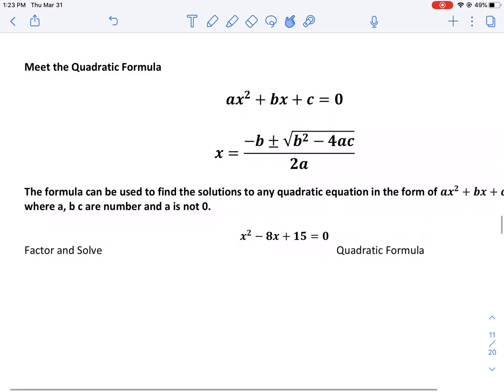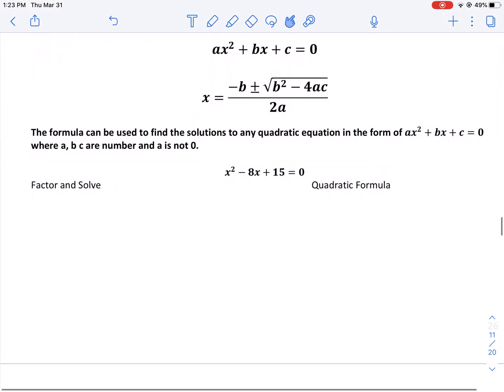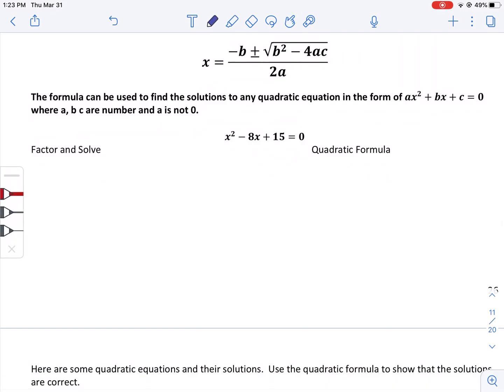So one thing we can do when it's too hard to factor is we can use something called the quadratic formula. So you'll notice in standard form it's ax squared plus bx plus c, and then this is the equation and it tells us where those roots are. So let's take a look at this one here. We're going to look at it both ways.